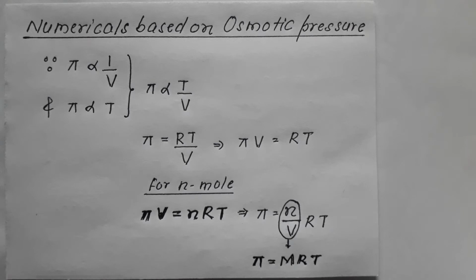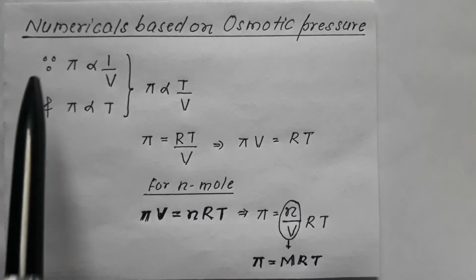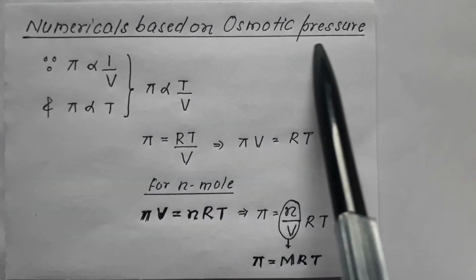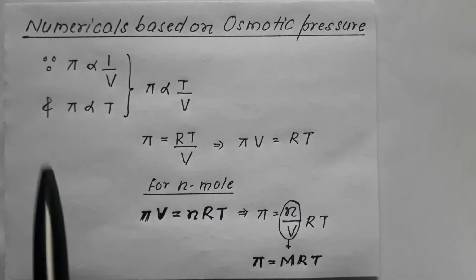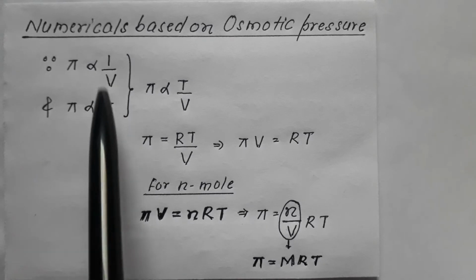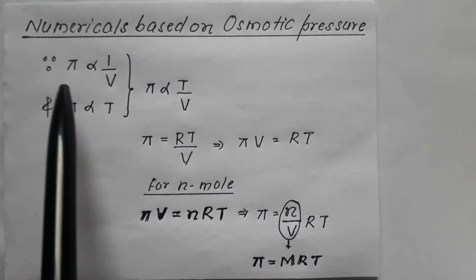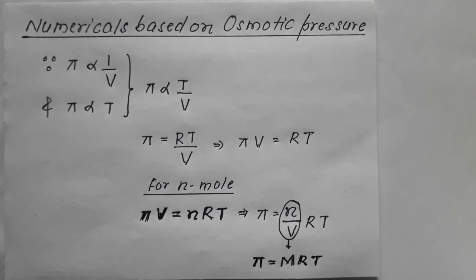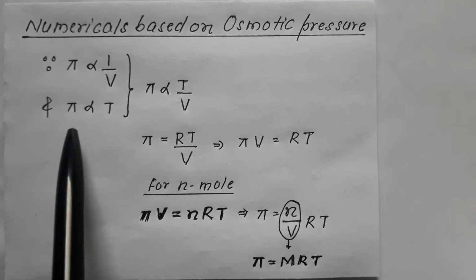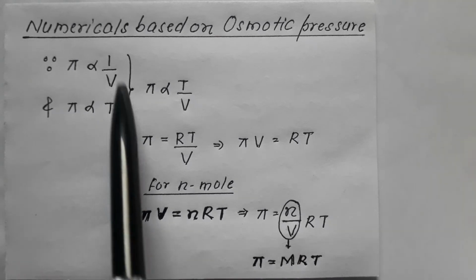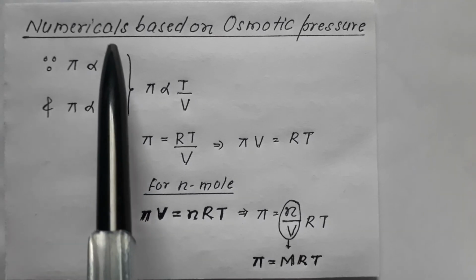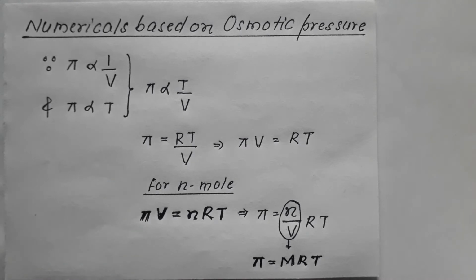We are now dealing with the numerical based on osmotic pressure. The calculation of numerical problems based on osmotic pressure. As in the previous video we have done that osmotic pressure pi is inversely proportional to volume V, and osmotic pressure pi is directly proportional to temperature.